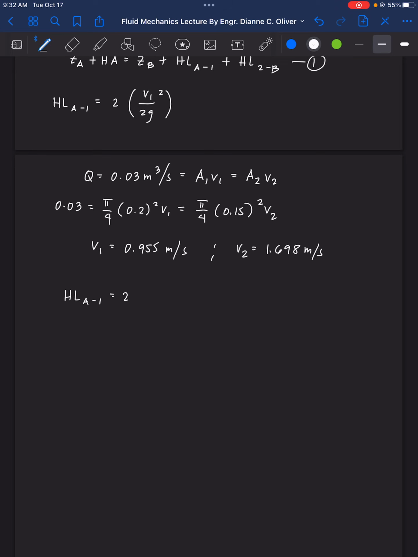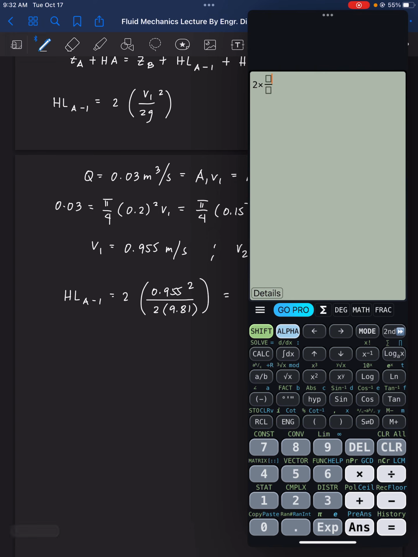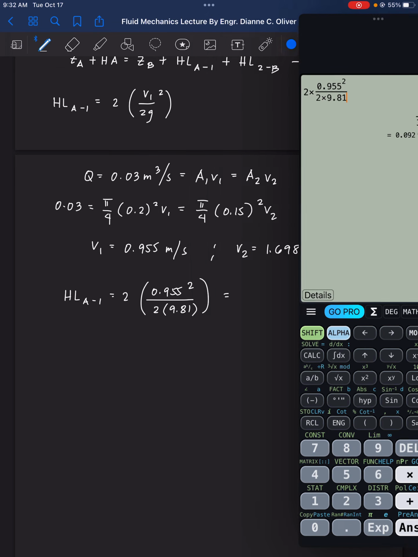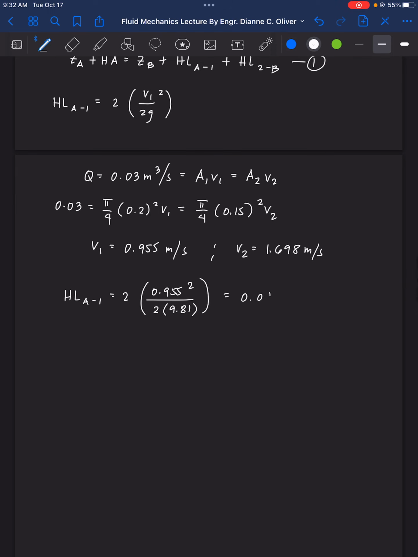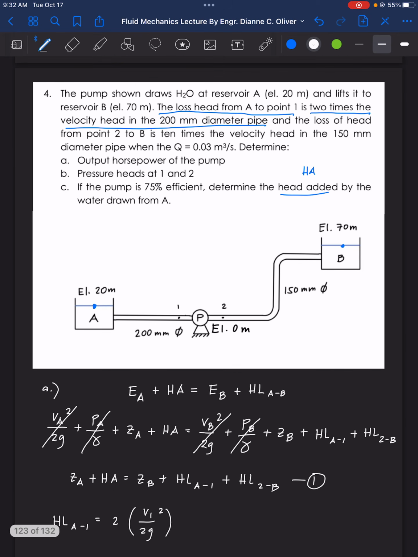So we can now have the head loss from A to 1. Twice of V1, which is 0.955 squared all over 2 times 9.81. So the head loss from A to 1 is 0.955 squared all over 2 times 9.81, so 0.093 meter. Now how about the head loss at 2 to B?